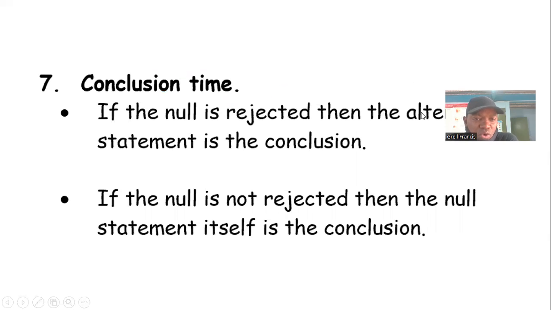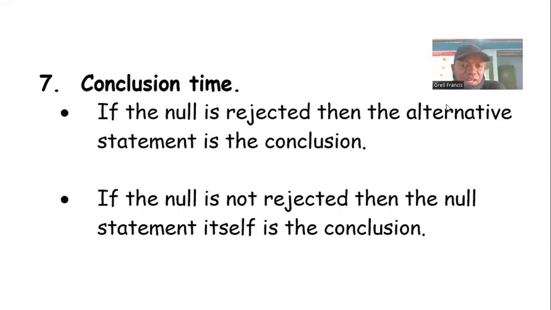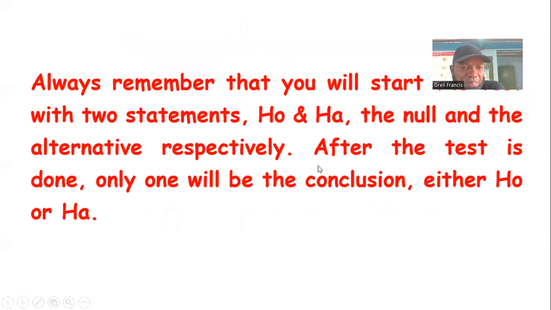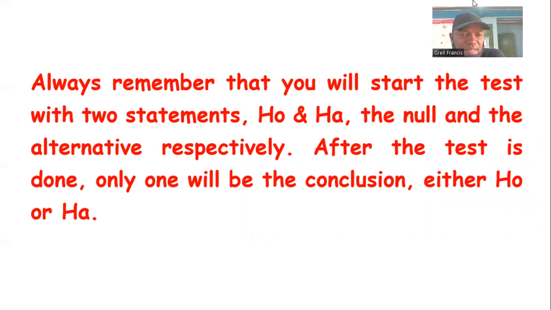Step number 7, you have to conclude. If the null is rejected, then the alternative statement is the conclusion. If the null is not rejected, then the null statement itself is the conclusion. And always remember that you will start the test with two statements, the null and the alternative, H0 and HA, or H0 and H1. After the test is done, only one will be the conclusion, either the null or the alternative.